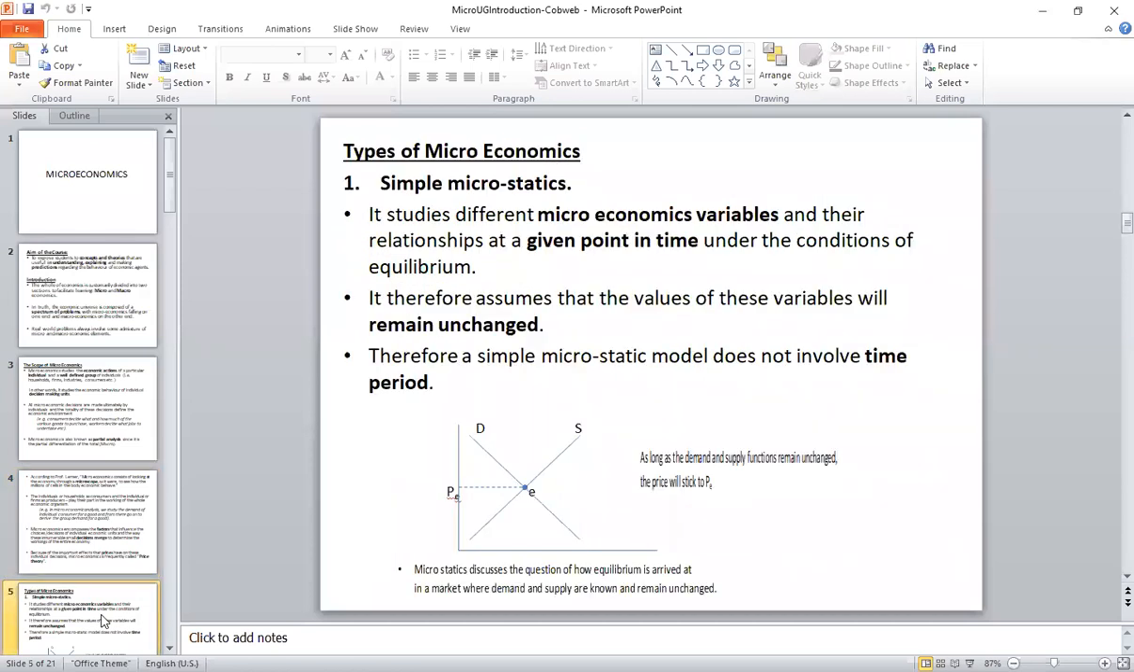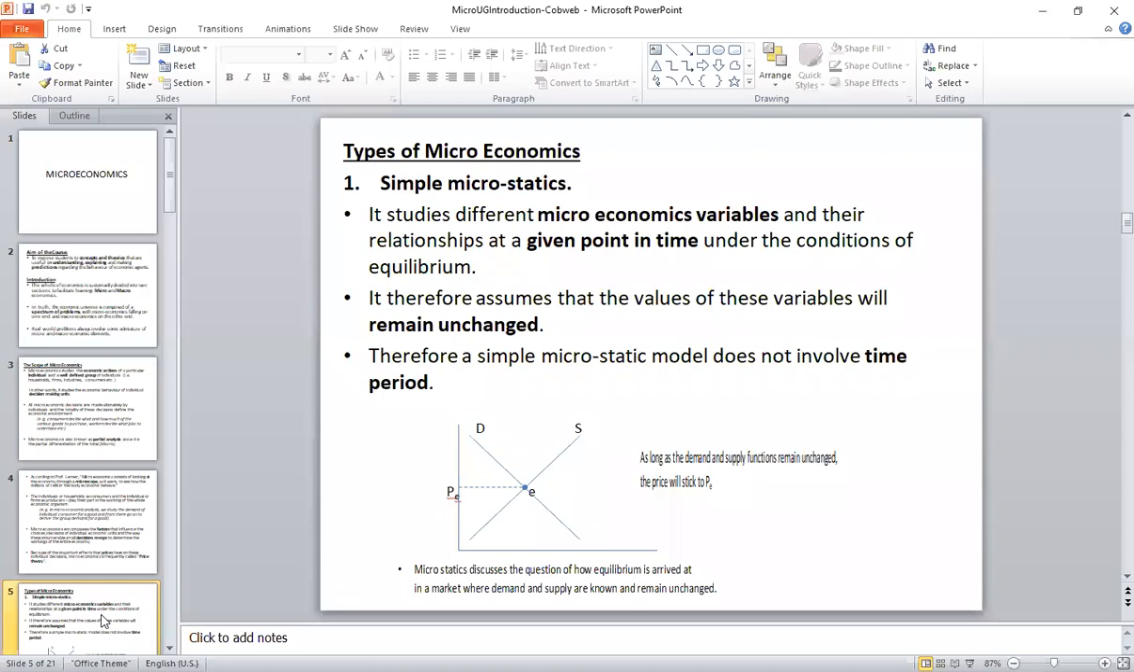After understanding that, now we want to look at the types of microeconomics. There is what we call simple microstatics. Here we are looking at different microeconomic variables and their relationships at a given point in time. When you talk of a given point in time, then you are talking of equilibrium. You assume that the values of the variables will not change; they remain unchanged. Otherwise, the moment they change, you cannot look at equilibrium. At a particular time, there is no change. Change will happen when the time changes. But since we are talking of a given point in time, we are looking at conditions of equilibrium, so the variables remain unchanged.